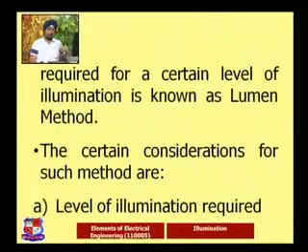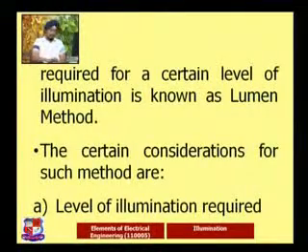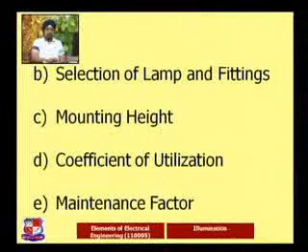Now how do we calculate or judge that? For that, there are certain conditions which will give us the lumen requirement. The first one is the level of illumination required. The second one is the selection of the lamp and fittings. The next one is the mounting height. We'll discuss these three and then we'll go for the next one.